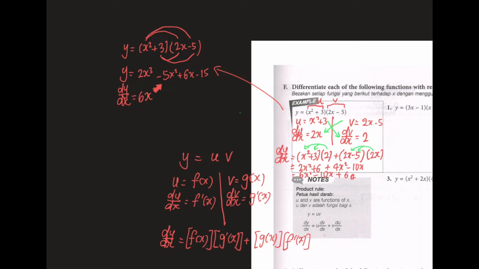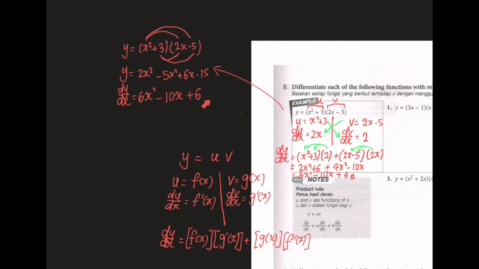And then 5x squared, the square you bring in front and multiply with the minus 5. So minus 5 times 2 is minus 10x. Okay, now the 6x, which is the special case. 6x you differentiate, you get 6. So what we realize is same answer.